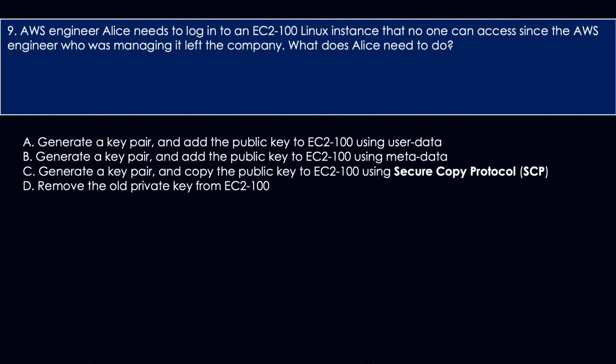9. ORS engineer Alice needs to log into an EC2-100 Linux instance that no one can access since the ORS engineer who was managing it left the company. What does Alice need to do? A. Generate a key pair, and add the public key to EC2-100 using user data. B. Generate a key pair, and add the public key to EC2-100 using metadata. C. Generate a key pair, and copy the public key to EC2-100 using Secure Copy Protocol, SCP. D. Remove the old private key from EC2-100. Answer: A. Generate a key pair, and add the public key to EC2-100 using user data.